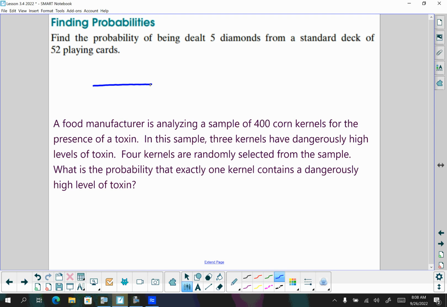So we're using combinations because order doesn't matter. I have 52 cards, and I'm choosing 5 of them. That's my denominator. That's my total number of possible hands. The numerator, we're trying to figure out all the different ways that I can get 5 diamonds, okay? It's still combination because order doesn't matter, the way that I'm handed them. How many diamonds are there to choose from in a deck of cards?